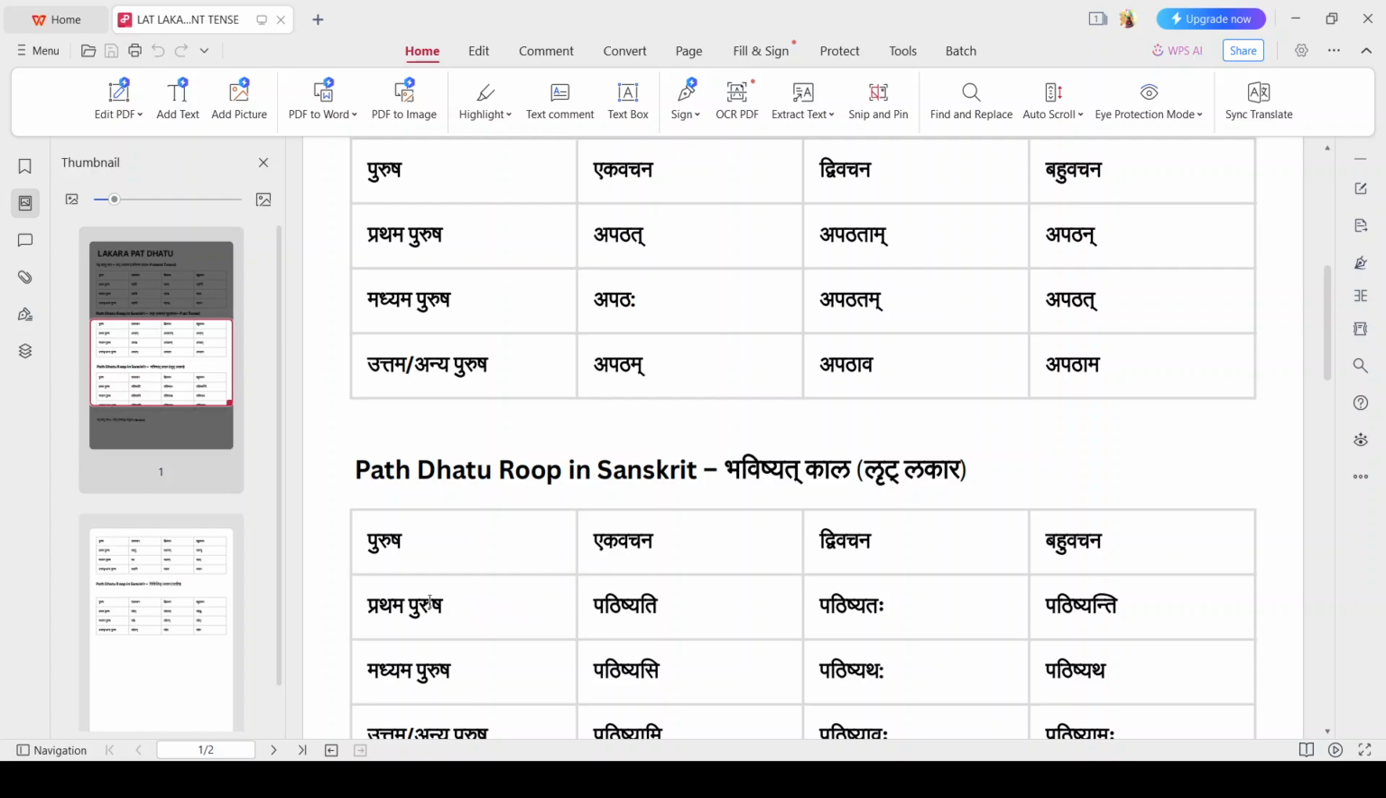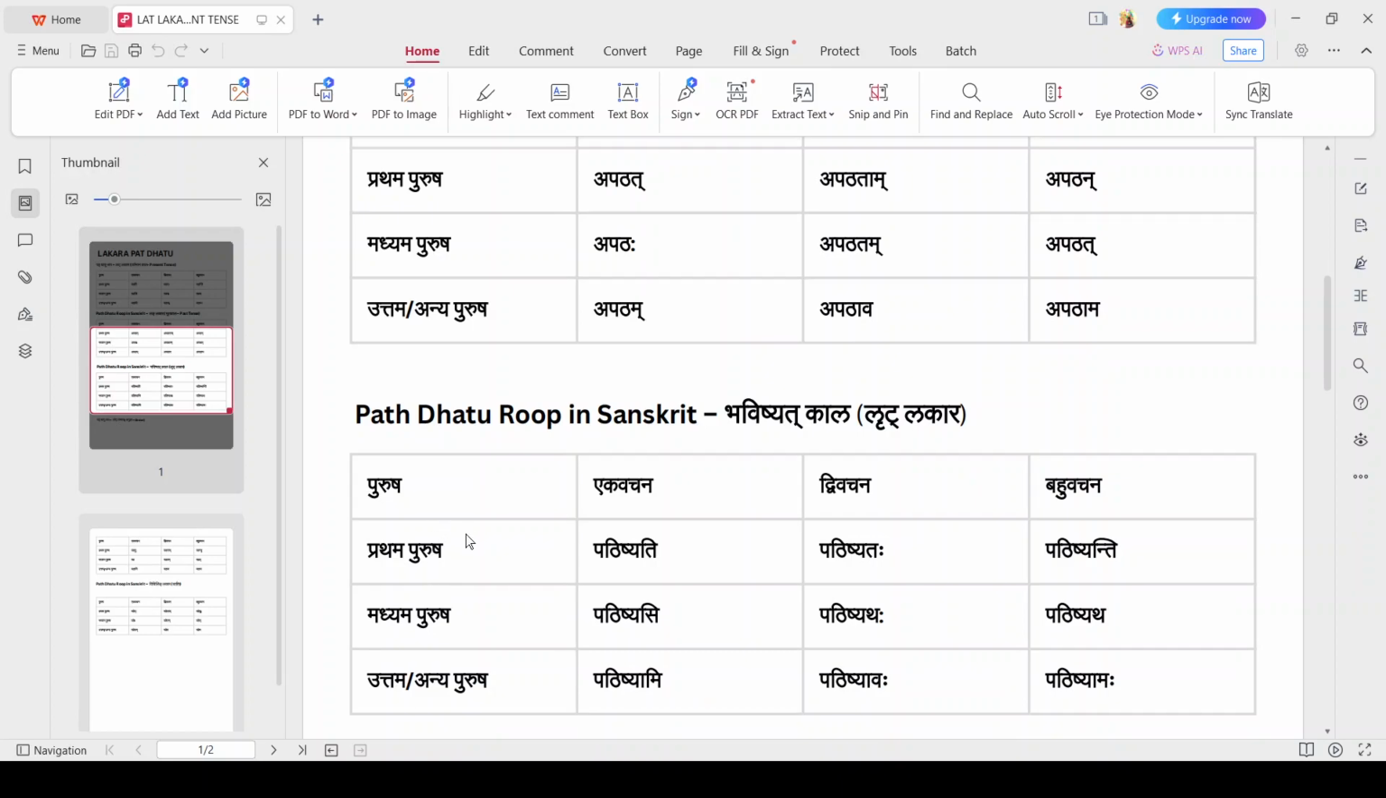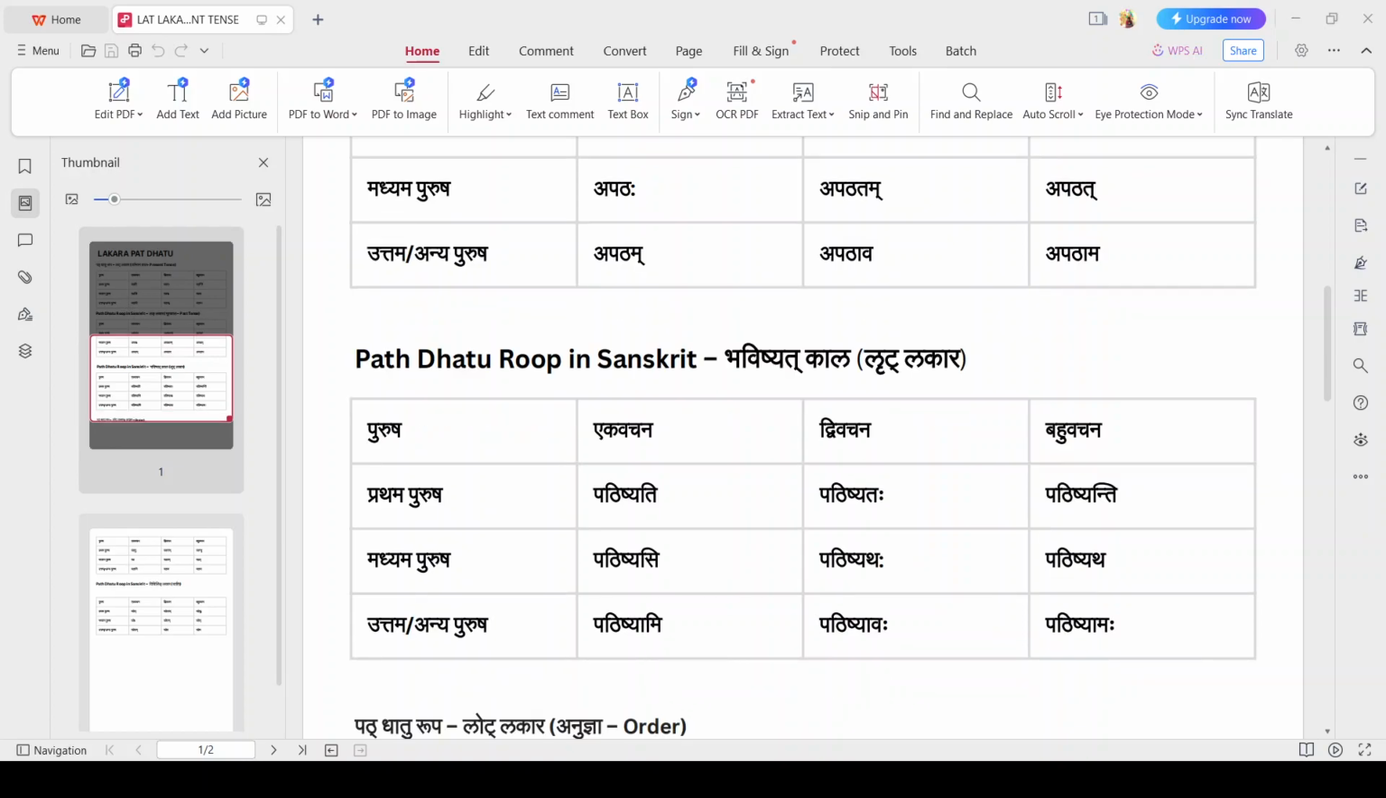Lrit lakara, again it is the same thing, with the common pattern: prathama purusha, madhyama purusha, uttama purusha. Prathama purusha: pathishyati, pathishyataha, pathishyanti. It happens in the future, not now, so pathishyati means will. Then madhyama purusha: tvam pathishyasi, pathishyathaha, pathishyatha. The last one: aham pathishyami, avam pathishyavaha, vayam pathishyamaha. We will learn, usually we learn like that before the exam is done. I will learn like that, so for that we use bhavishya kala.